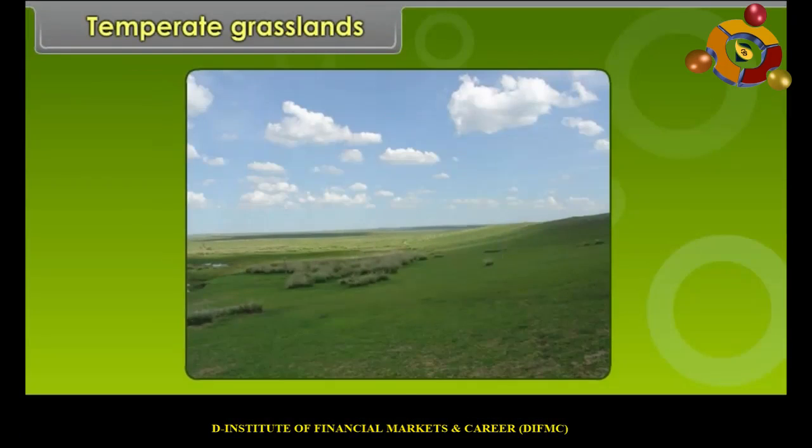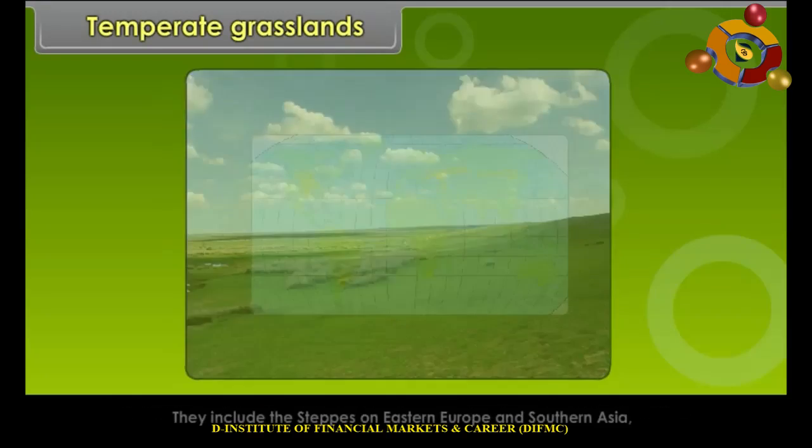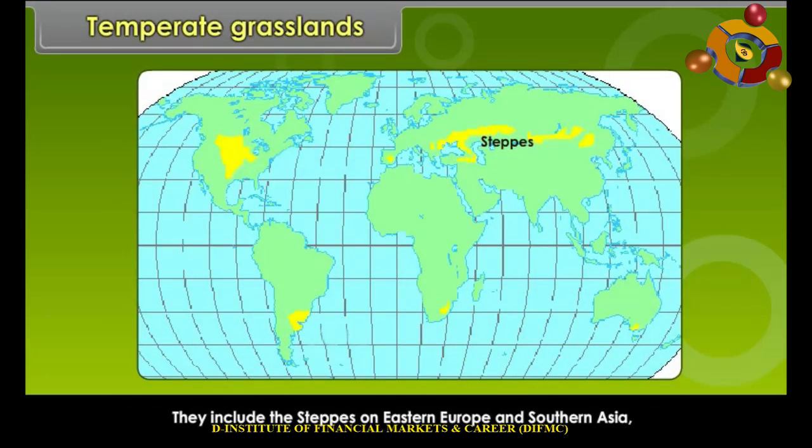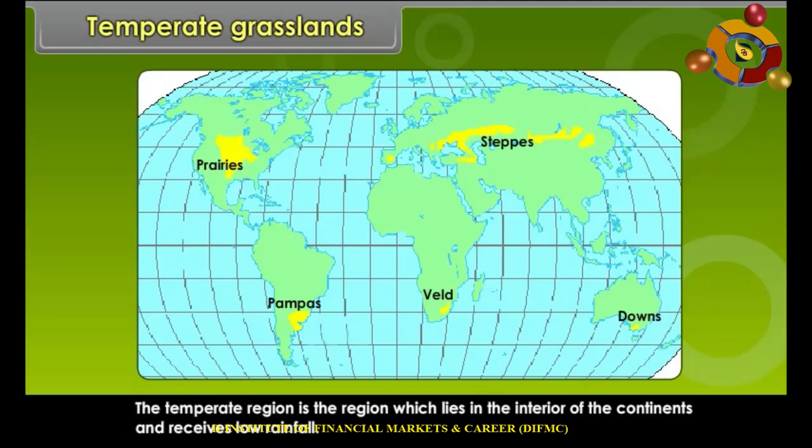Temperate grasslands. The temperate grasslands are known by different names in different continents. They include the steppes of Eastern Europe and Southern Asia, the prairies of North America, the pampas of Argentina, the downs of Australia, the veld of South Africa. The temperate region is the region which lies in the interior of the continents and receives low rainfall.